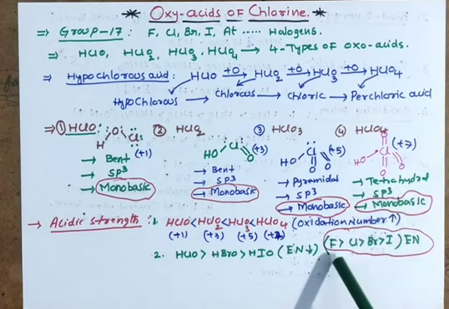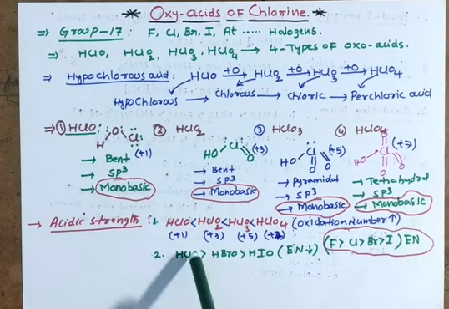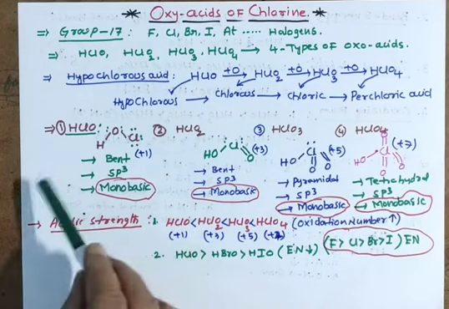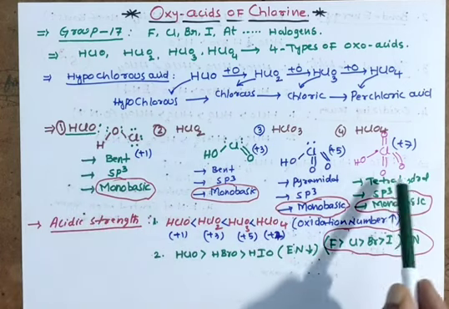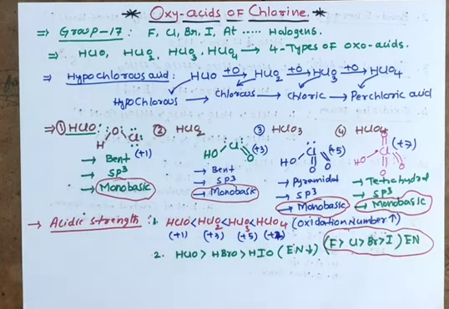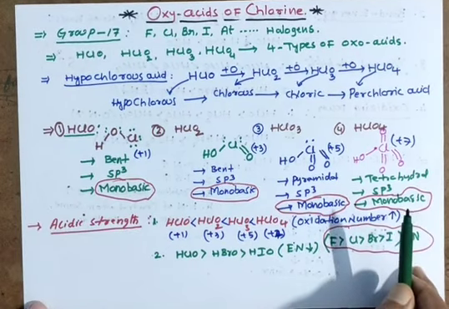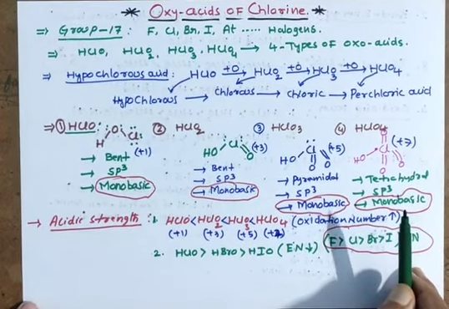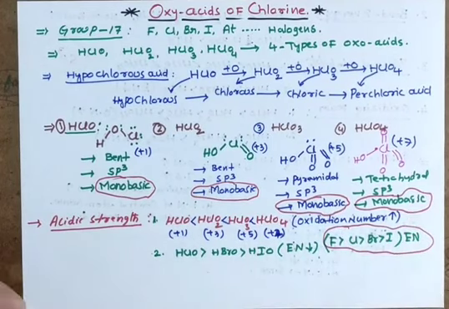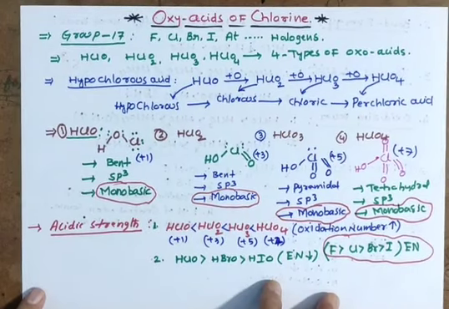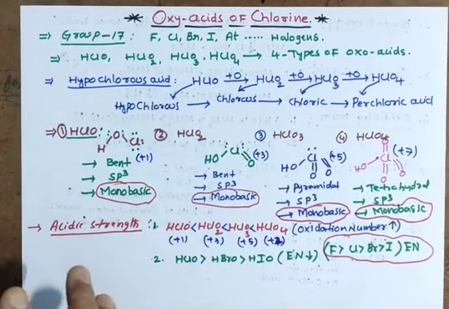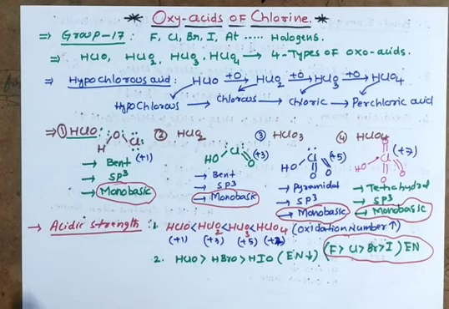You know, down the group, fluorine to iodine, electronegativity is going to decrease, and oxidation number also increases from HClO to HClO4. Oxidation numbers are +1, +3, +5, +7. As oxidation number increases, acidic strength is going to increase. So this is complete information about halogen acids, that is oxyacids of chlorine. Thank you.